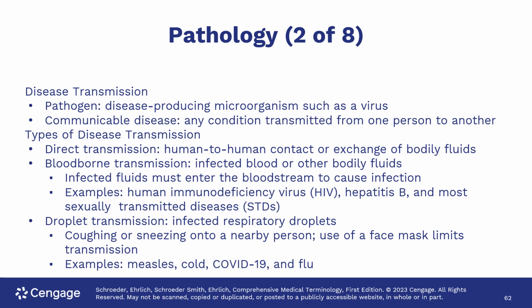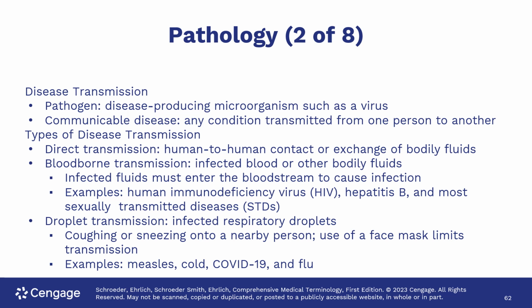Disease transmission terms are things like pathogen, which is a disease-producing microorganism like a virus or a bacteria. A communicable disease is any disease that can be transmitted from person to person. Types of transmission are direct, human-to-human contact or exchange of body fluids, blood-borne via exposure to infected blood or body fluids. The fluid has to enter the bloodstream in order to cause the infection, like HIV or hepatitis.